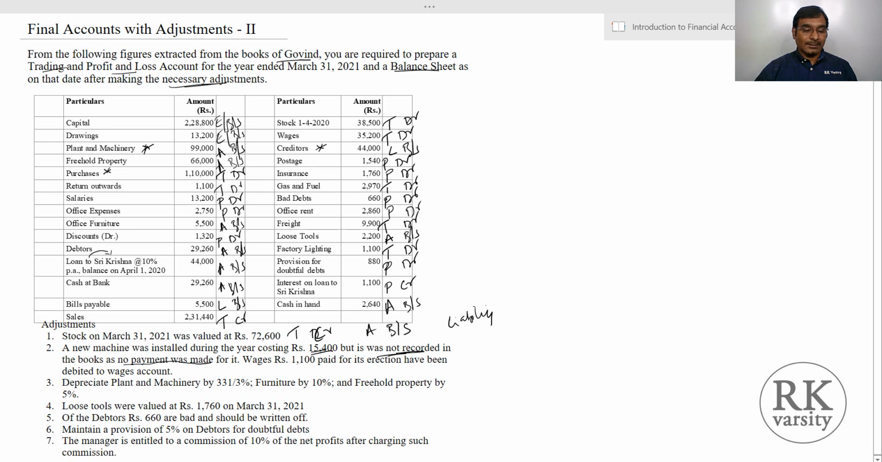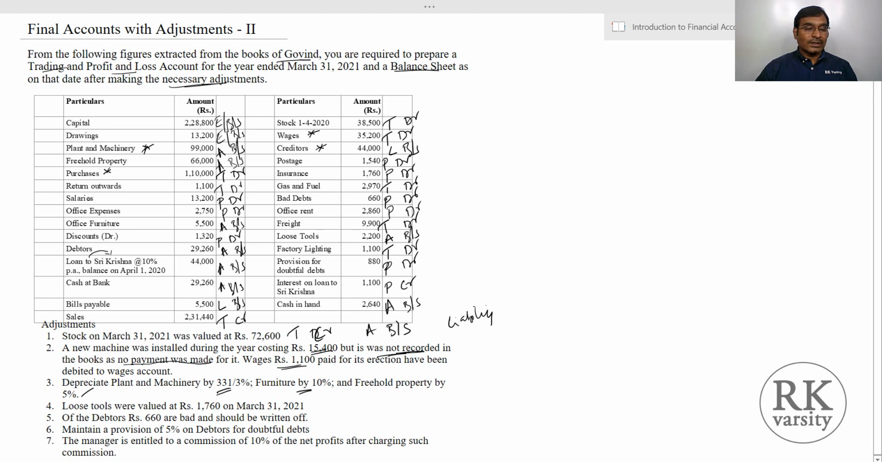We'll add this amount. Then wages rupees 1100 paid for erection has been debited to wages account. So this wages amount which is paid needs to be related to the asset but is shown in your wages account. So we have to make an adjustment for wages. We have to deduct this amount from wages. Then depreciate plant and machinery by 33 1/3%, furniture by 10%, and freehold property by 5%. And loose tools were valued at 1,760.